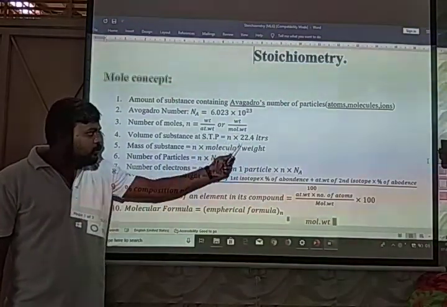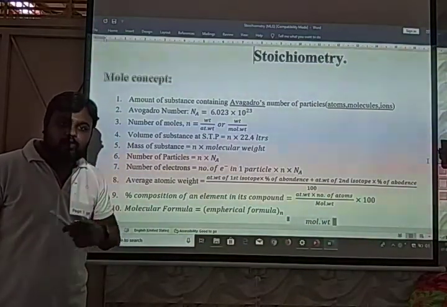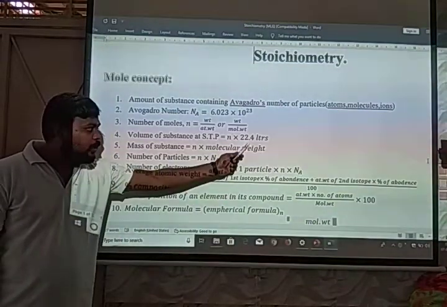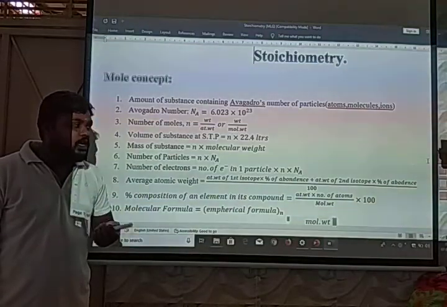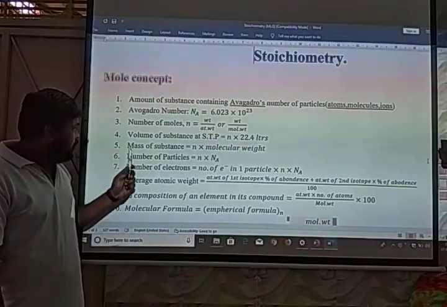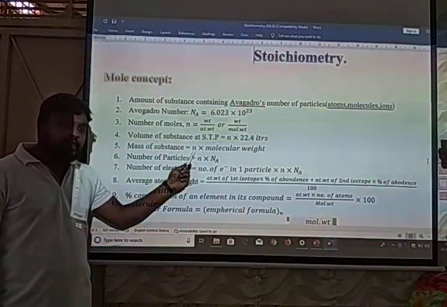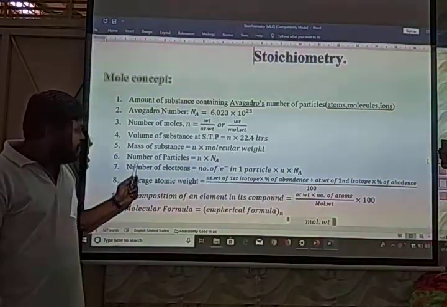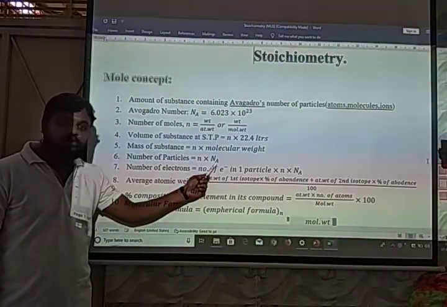Already we know that the volume of 1 mole of substance at STP is nothing but 22.4 liters. So similarly, for n number of moles, volume can be calculated by using formula n into 22.4 liters. So mass of a substance can be calculated using formula n, where n represents number of moles, into molecular weight. So number of particles can be calculated using formula number of moles into Avogadro number.